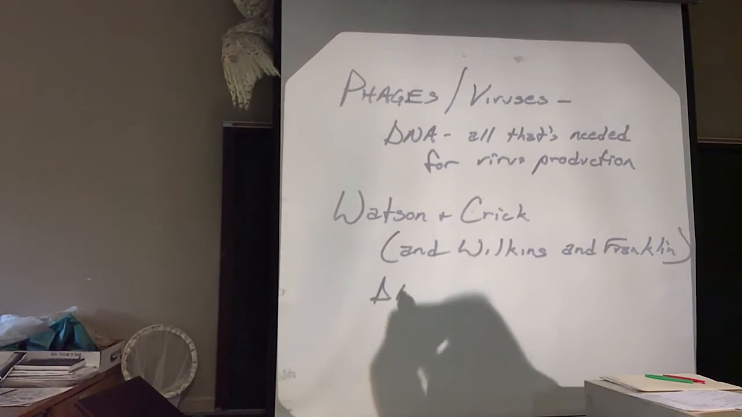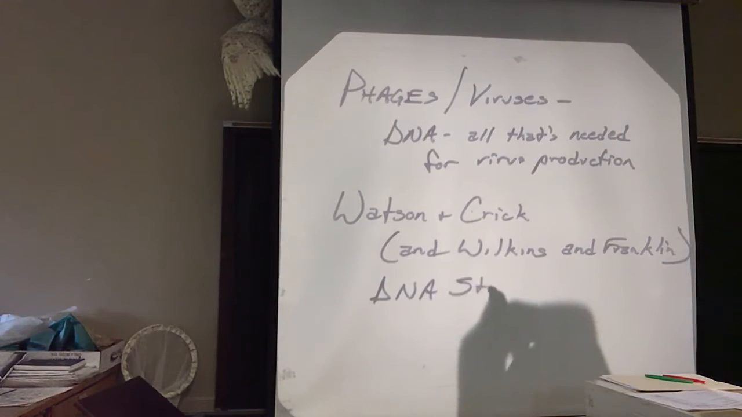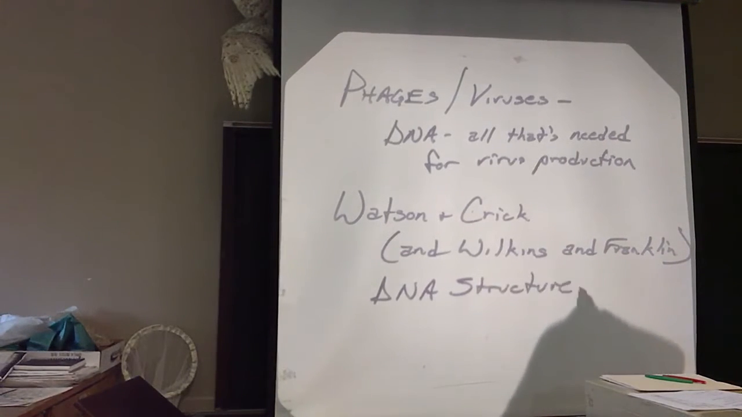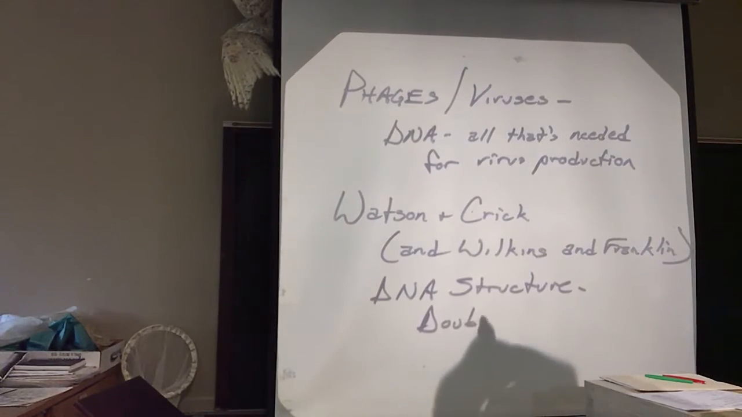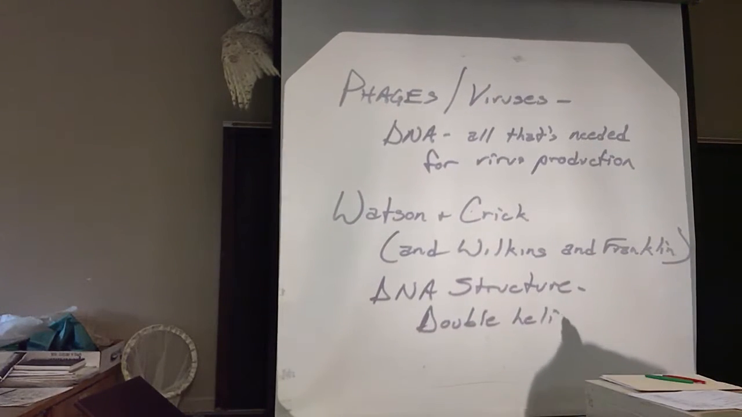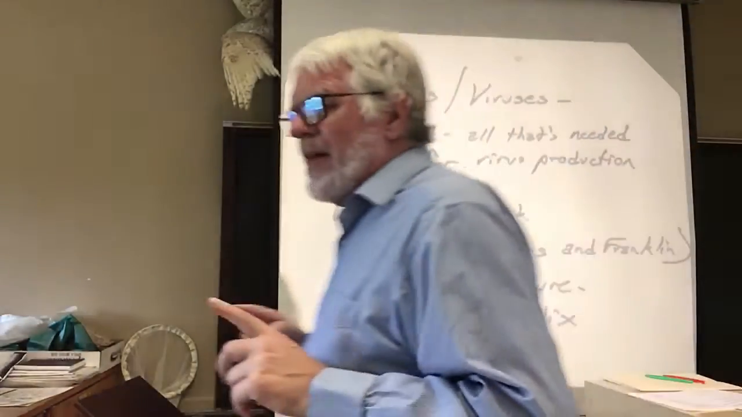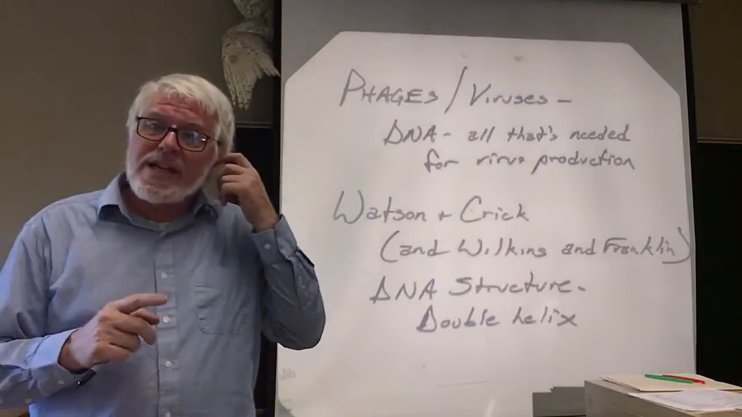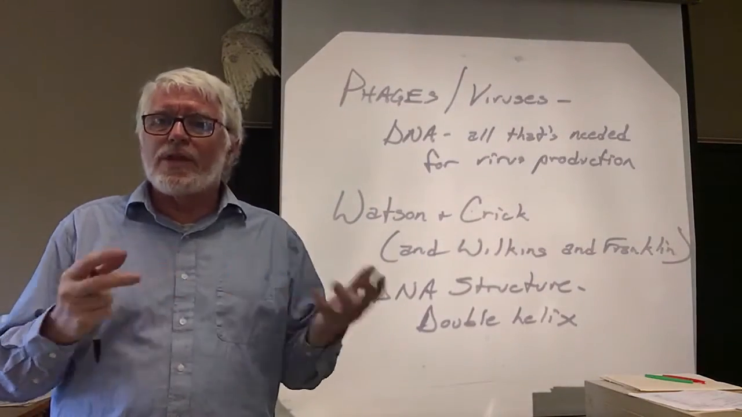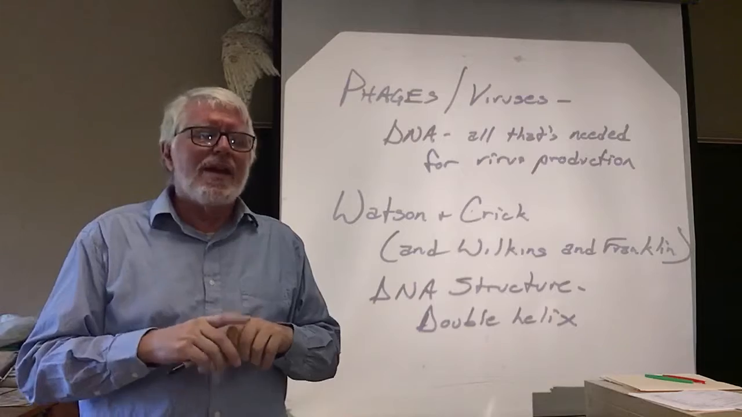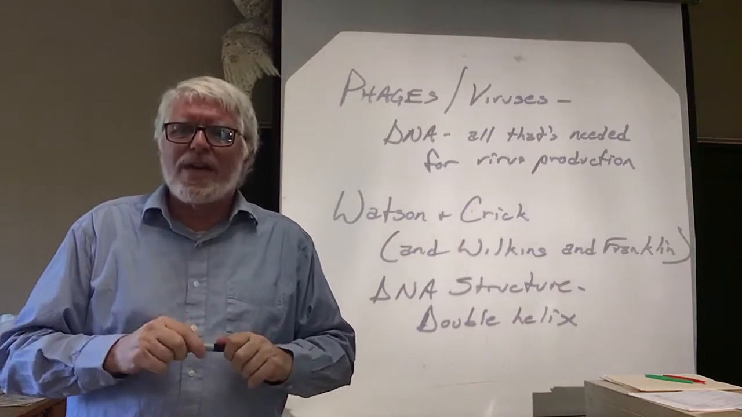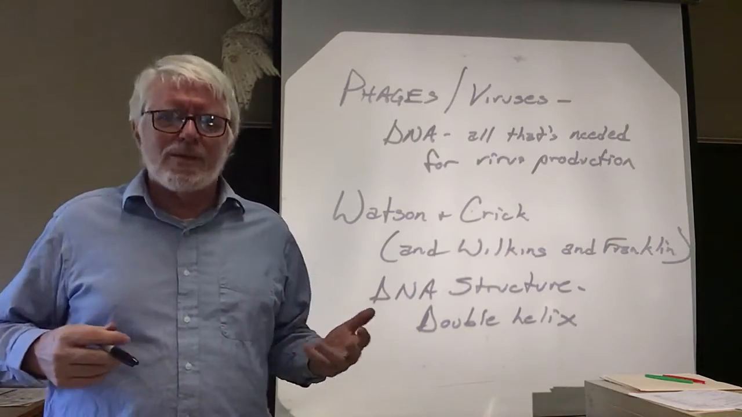So this is DNA structure, what's called the double helix. So when you break DNA down chemically, it's very simple. There's not a lot to it. And the question was, well, how can you get any kind of complex code out of something so simple?